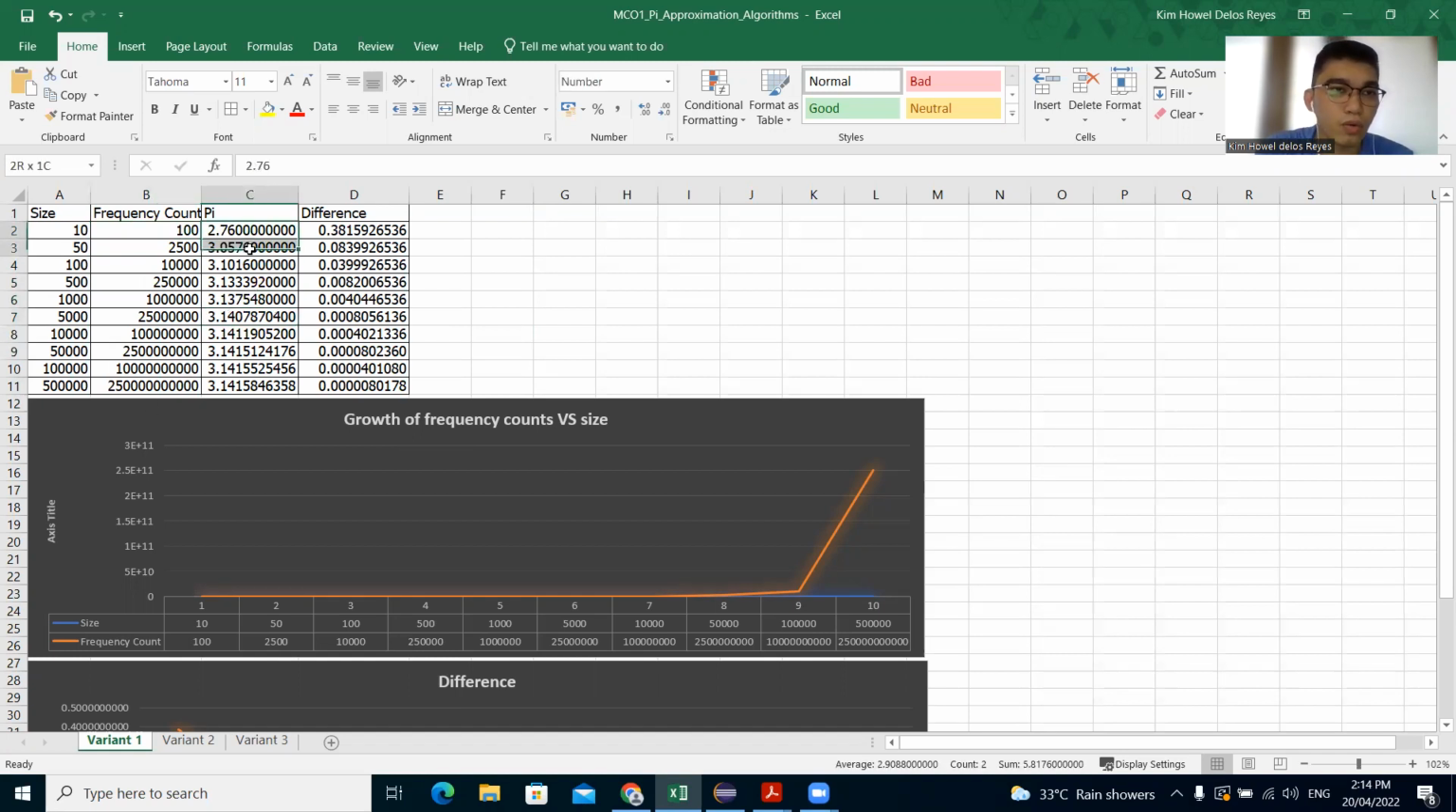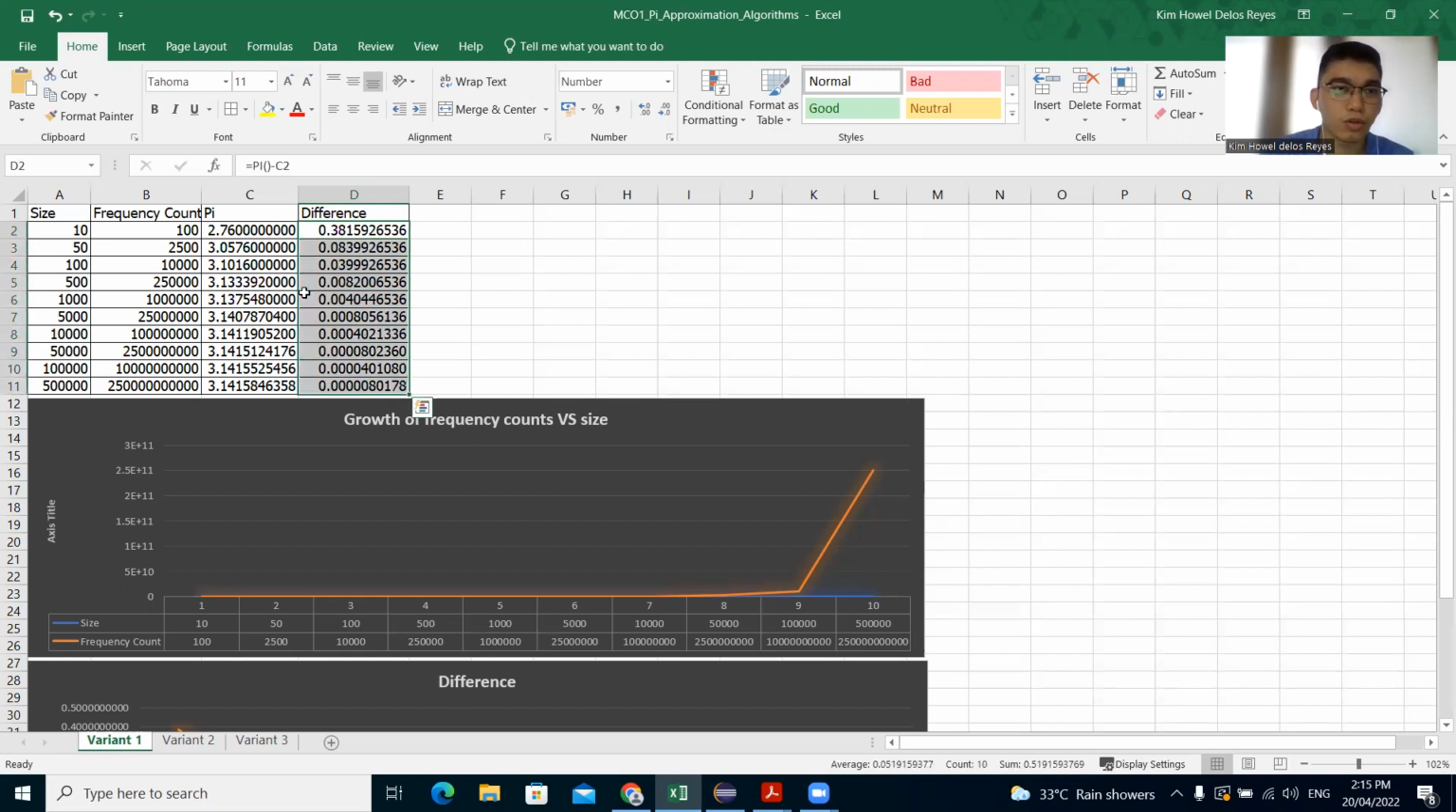And the value of pi tends to get closer to the actual value, which is 3.14159. As we can observe here, we have 2.76, then it's increasing and going closer to the actual value of pi as the size gets higher and higher. At the same time, the difference goes lower as the size increases.